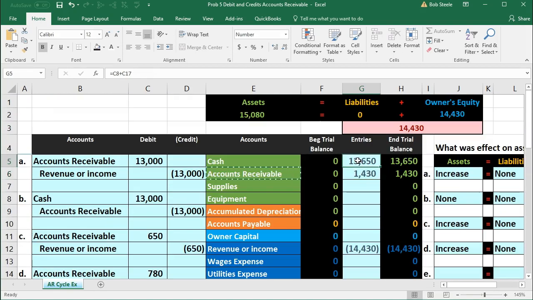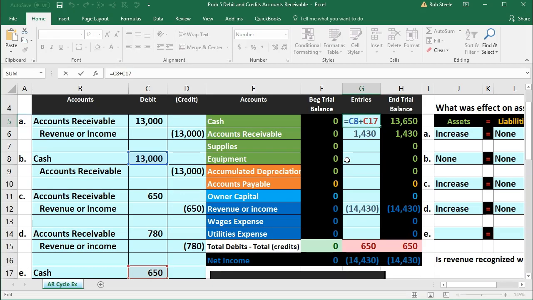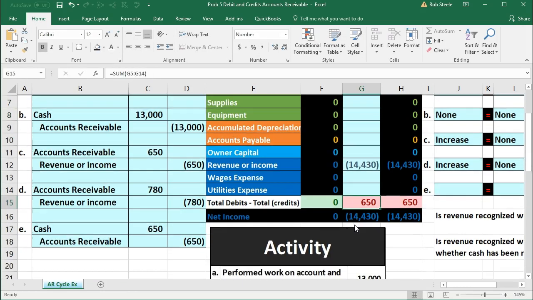Now, if you want to just type it in there, you can just type in equals C8 plus C18. But I highly recommend using formulas in this because it'll really help you go back and try to say, what's in this cell? And you can just see by looking at the highlighted cells here, right? And see what's in there. That's really helpful. We are now out of balance by 650.